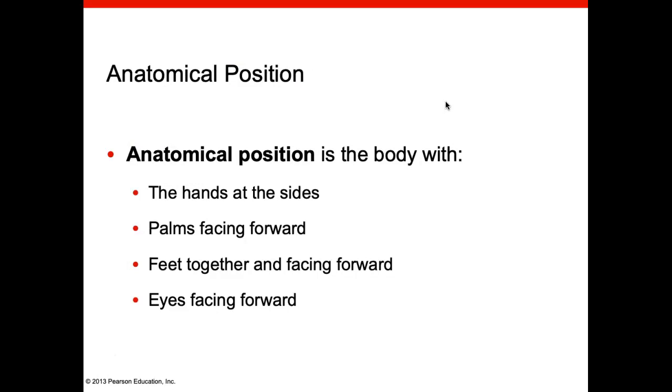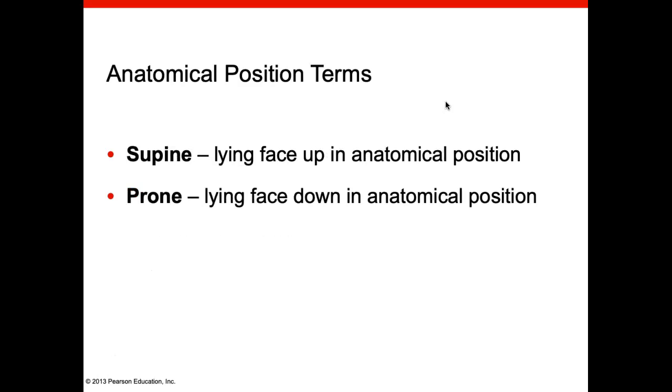Anatomical position is a particular position of the body. The hands are at the side. You're just looking forward. Your feet are together, facing forward, and your palms are facing forward. A supine position is lying face up, and a prone position is lying face down.